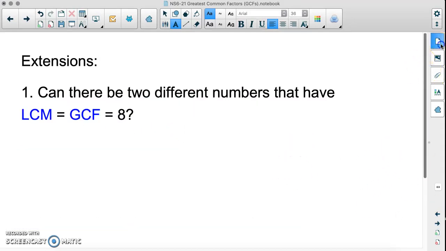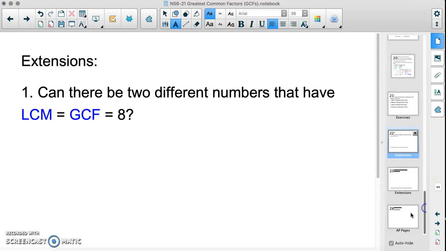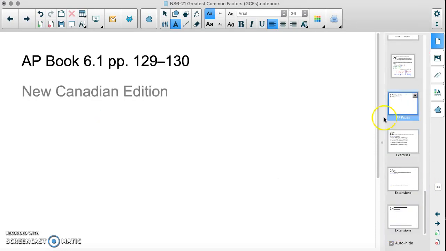Now you're going to continue on with your assignment for today. Let's just move this up here. Your assignment now is to complete pages 129 to 130 in your Jump Math books, asking questions when you need to and checking in when you are completed, please.